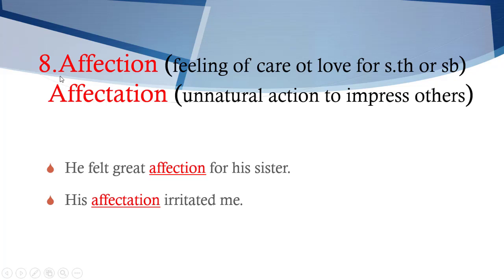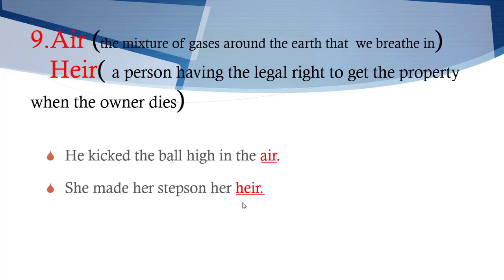Our next group is affection and affectation. Affection means a feeling of care or love for something or somebody, whereas affectation means unnatural action to impress others. The sentence for affection goes as, he felt great affection for his sister. Affectation is used in a sentence as, his affectation irritated me, means his unnatural action to impress others irritated me, annoyed me.